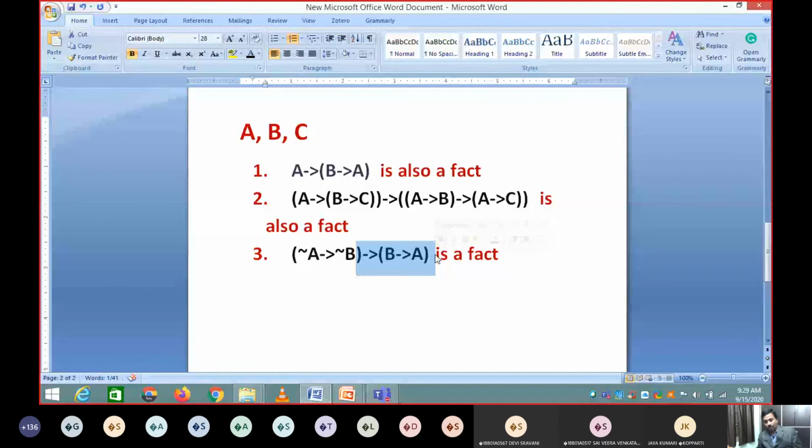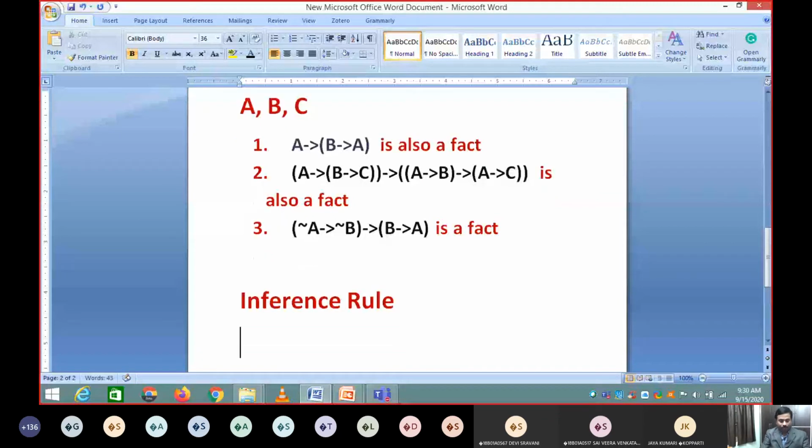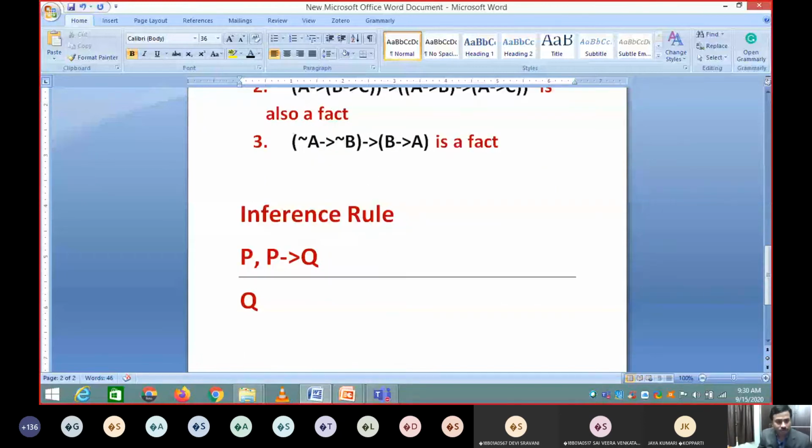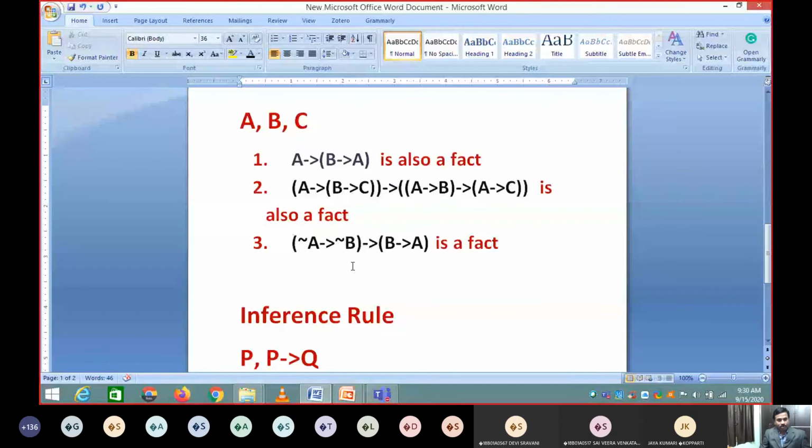So you know what exactly the axiomatic system is, you know the rules. The inference mechanism that we have to use here is only one rule. That rule is modus ponens: P is a statement and P implies Q is a statement. The inference that you can get from this is Q. This is what we have seen. This is called the modus ponens rule. So this is about your axiomatic system.